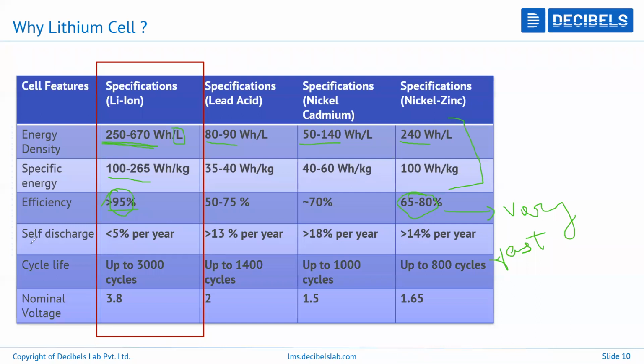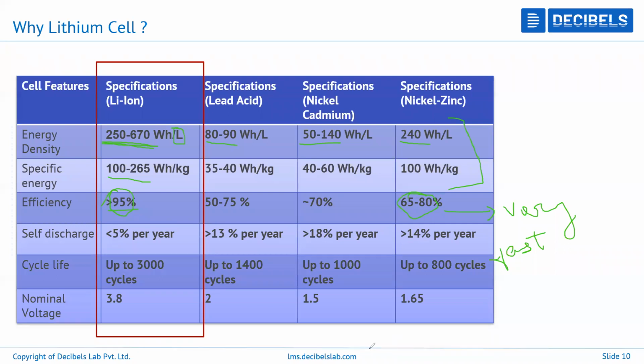Also coming to something called self-discharge. So basically, if you consider a cell that is being stored in a particular environment, in a particular condition for a very long period of time, say for example, over a period of 8 months or 12 months or more than 12 months, something like 36 months.